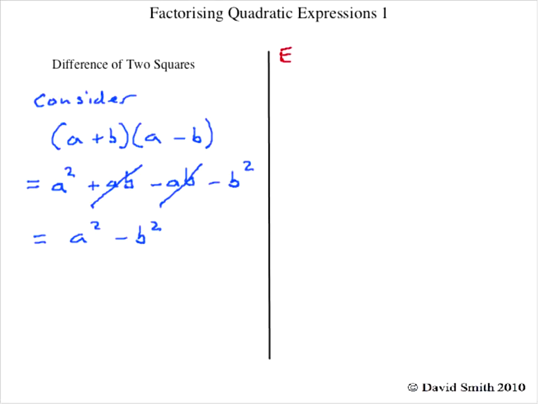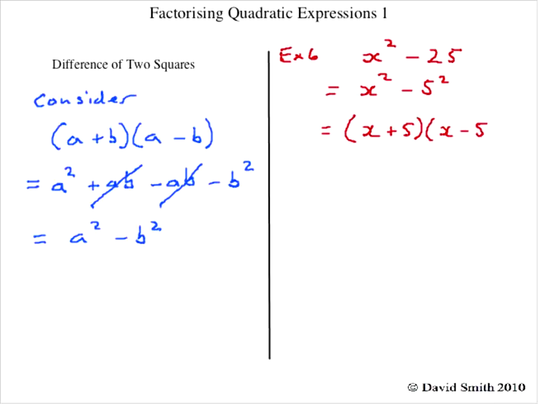So example 6, x squared minus 25. So in this quadratic expression, there is no middle term, there's no term in x. But what we can do is write this as x squared minus 5 squared, since 5 squared is 25. And then, using the rule on the left, we can see that that factorizes into x plus 5 multiplied by x minus 5.